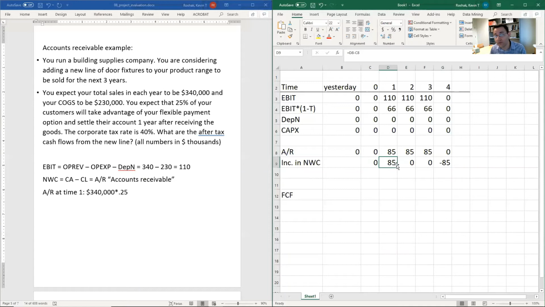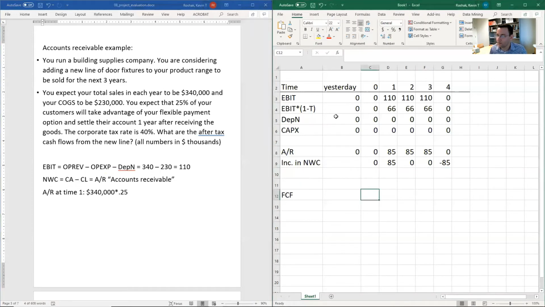That doesn't get reversed until time 4. At time 4, finally we get paid back, and we have a negative 85. We have a drop in our net working capital. Remember, net working capital is current assets minus current liabilities. So when our assets go down, that means that we have a negative increase in net working capital.